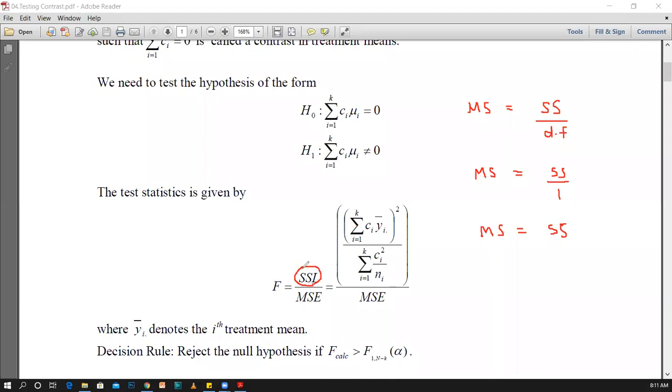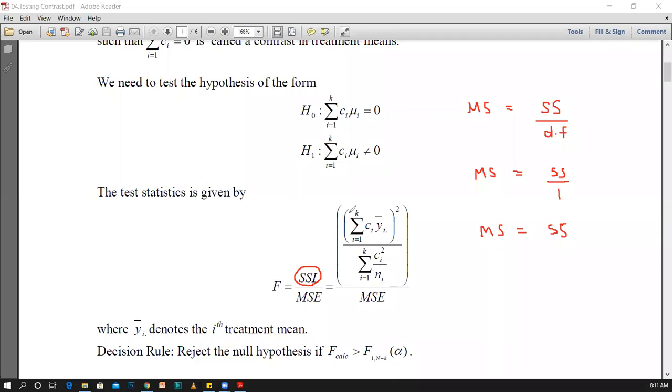SSL stands for the sum of squares of the contrast. To find the sum of squares of the contrast, we can use this equation: the summation of ci times yi bar, squared, divided by the summation of ci squared divided by ni. The ci's are the constants in the linear combination, yi dot bar is the ith treatment mean, and ni is the sample size of the ith sample.